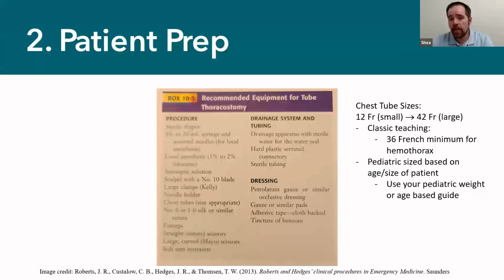And then pediatric size, obviously go based on your pediatric tool that you use, that you're hopefully using at your department. There are a number of different age-based and size-based guides out there that will help you pick the chest tube that's correct for the patient's size.